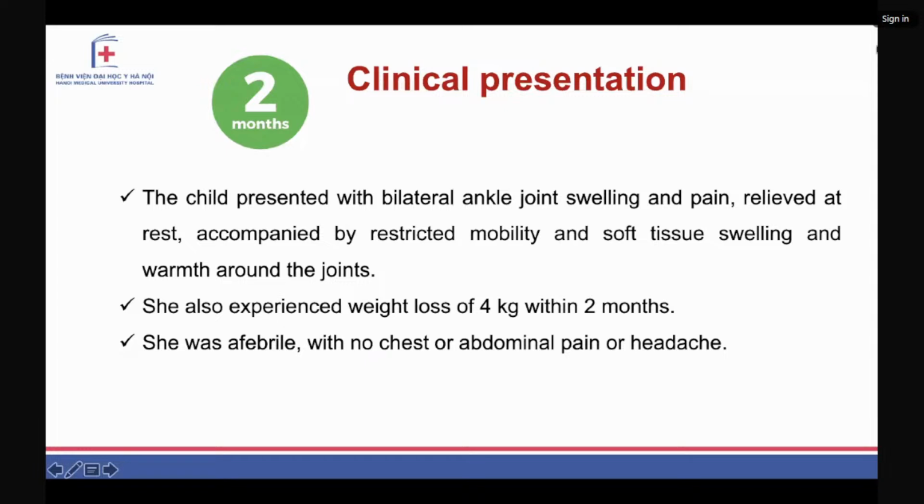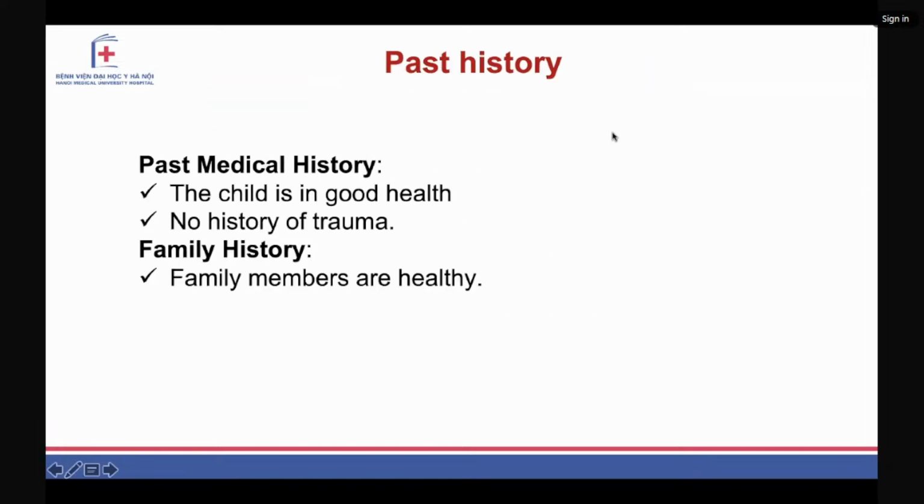She also experienced weight loss of 4 kilograms within 2 months, but she was afebrile, with no chest or abdominal pain or headache. The past history was normal.